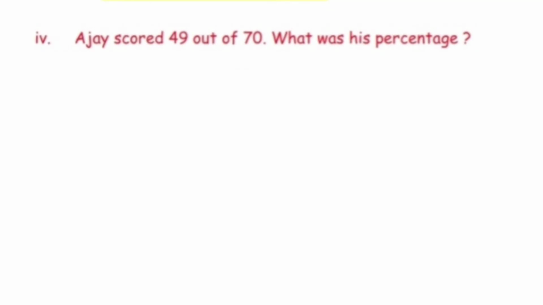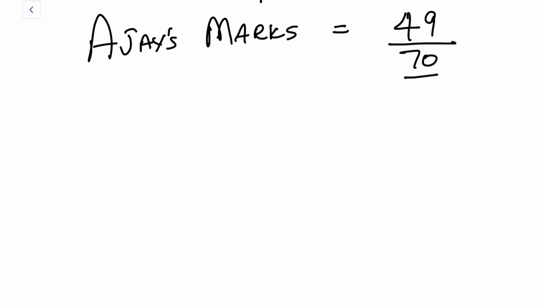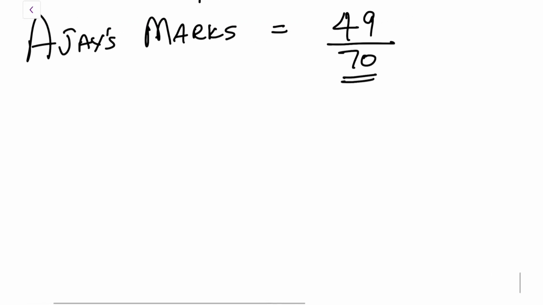Here's the last question. Ajay scored 49 out of 70. What was his percentage? Okay, in an exam, someone called Ajay scored 49 out of 70. What is his percentage? How do you do this? So, how much did Ajay score? 49 out of 70, that means 49 by 70. This is the total. Out of 70, he scored 49. Now, what's the percentage? Easy, right?